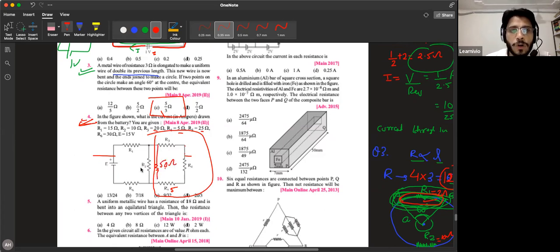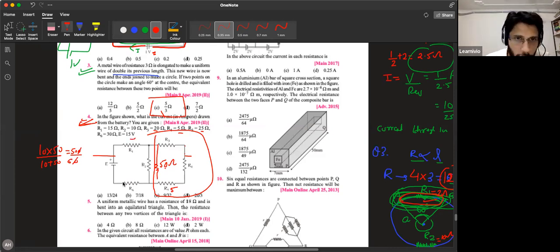This 50 and R2 are in parallel. How much is R2? R2 is 10. So the parallel combination of 10 and 50. So it will be 10 into 50 by 10 plus 50. So that is 500 by 60 gets cancelled out, 50 by 6.